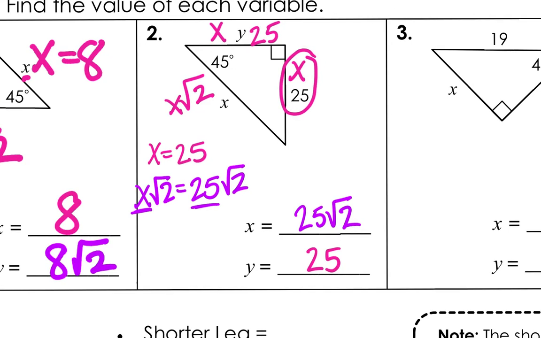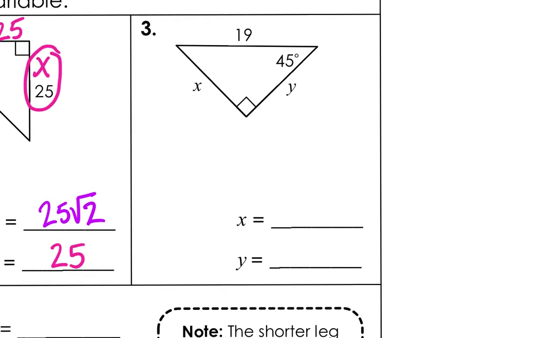All right, on number 3, just to keep it simple, I want you to change this 19 to a 20, because I want to be able to show you how this works without fractions being involved. So first thing I'm going to do is label my legs. And I'm going to label my hypotenuse. The next thing I'm going to do is circle the information that's given.